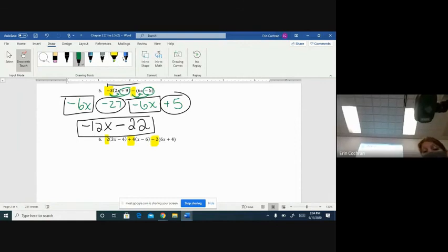Okay. So 2 times 3x gives me 6x. 2 times a negative 4, because it's minus 4, is a negative 8. Okay. A positive 4 times x is a positive 4x. A positive 4 times negative 6, because it was minus 6, is a negative 24. Now we're going to do a negative 2. A negative 2 times 6x is negative 12x. And a negative 2 times a positive 4 is a negative 8.